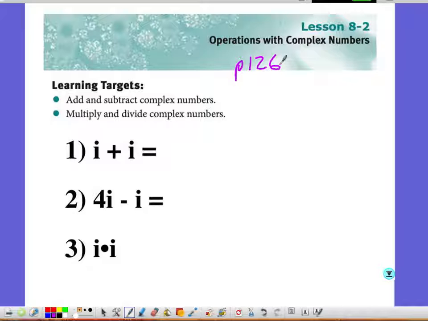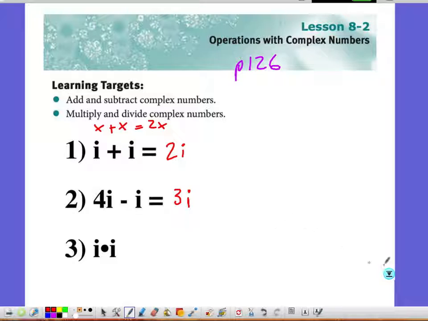so let's go ahead and start adding complex numbers. What if we have i plus i? So think about this for a second. i plus i. Well, you actually treat i just like a variable. And i plus i is going to be 2i. So can you see how if we had x plus x, that would be 2x. We treat i just like a variable, 2i. So if we have 4i minus i, well, that's going to be 3i.